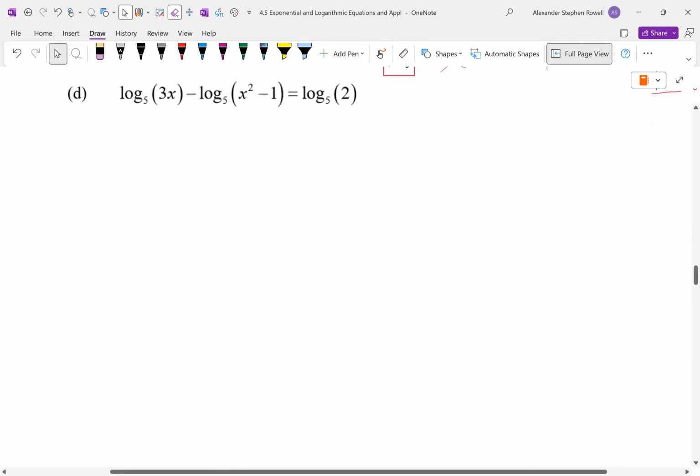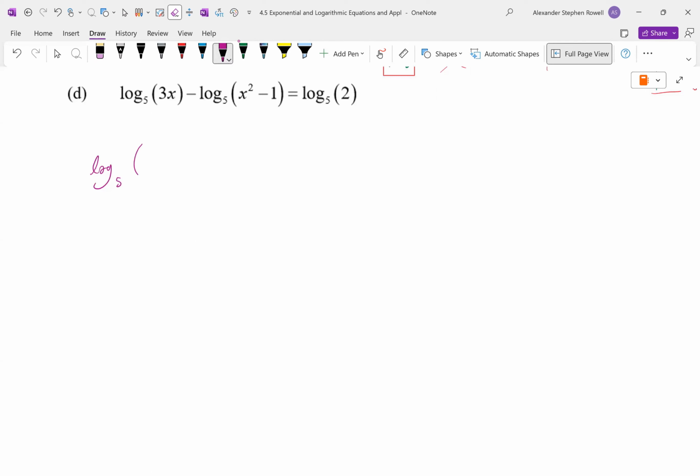This next one, what should we do first? Yes, combine. So I get log base 5 of 3x over x squared minus 1 is equal to log base 5 of 2. Now, you do enough of these, and I'm okay with you skipping straight to 3x over x squared minus 1 is equal to 2. I'm doing the inverse of each side because it's the same log on each side.